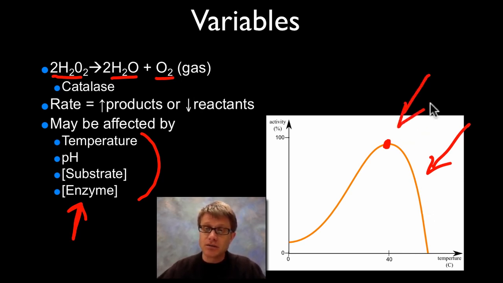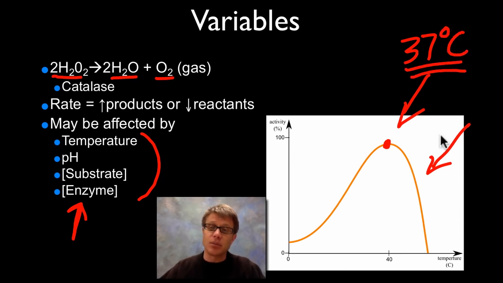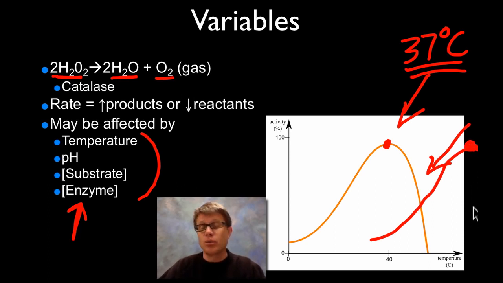And so in humans, that's going to be around 37 degrees Celsius because that's the temperature inside our body. So they're designed to work at that optimal temperature. If we were to look at bacteria that are growing in a hot pot in Yellowstone Park, we'd find that their curve is going to be way out here. In other words, they're going to have an optimum much closer to boiling. In other words, they've evolved to that specific temperature.